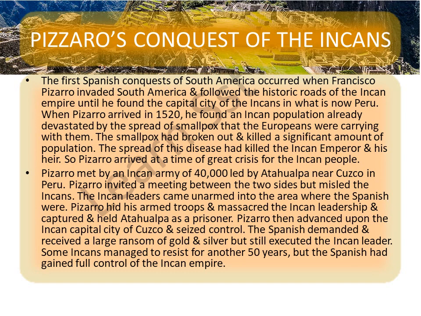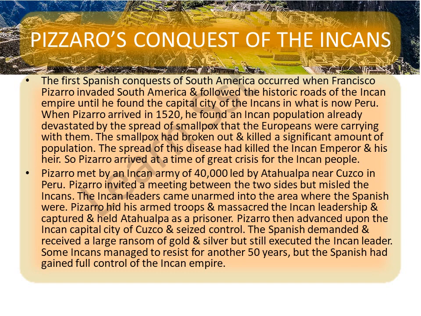When Pizarro arrived in 1520, he found an Incan population already devastated by the spread of smallpox that the Europeans were carrying with them. The smallpox had broken out and killed a significant amount of the population. The spread of this disease had killed the Incan emperor and his heir to the throne, that is his son. So Pizarro arrived at a time of great crisis for the Incan people.